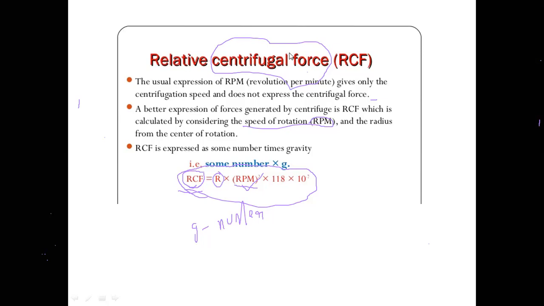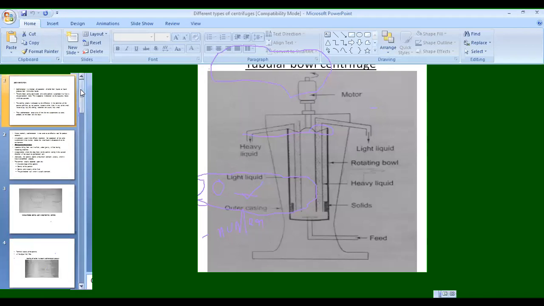Viscosity. Mu is viscosity. In the terminal velocity of the particle, mu is given, and that is the viscosity of the fluid.